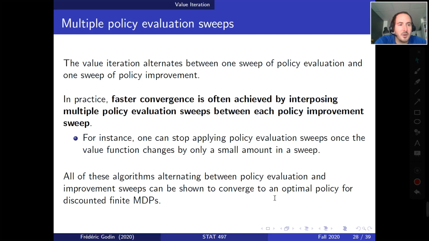All these intermediate schemes, where you have an intermediate number of policy evaluation iterations within your policy iteration, can still be shown to converge once again to the optimal value function. So whether you use an infinite number of iterations, a single iteration, or a few iterations in your policy evaluation within the whole policy iteration scheme, you will still converge to the optimal value function.